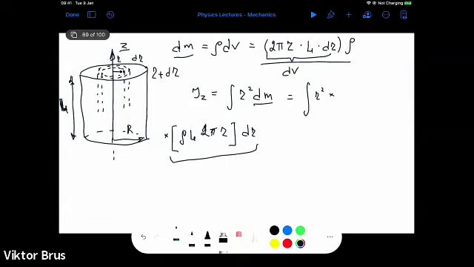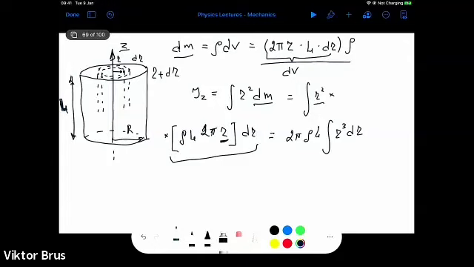Now, what is constant? We assume that density is uniformly distributed all over the volume. Then we can take density, length, and 2 pi out from the integral. So it will be 2 pi rho L times the integral. What we have in our integral is r squared, and here we have one r. It will be r cubed dr.